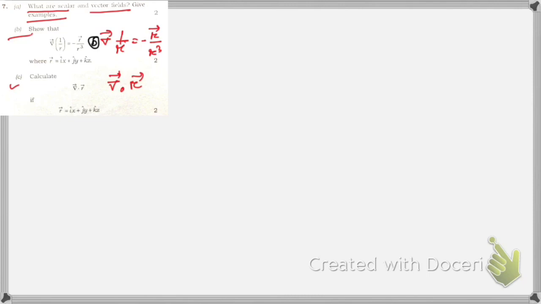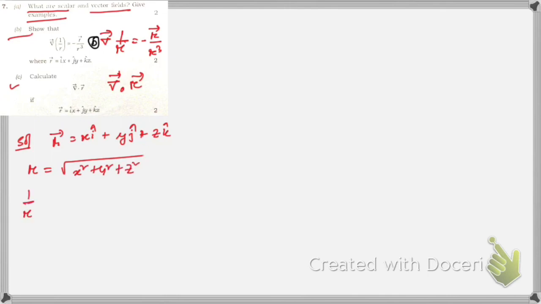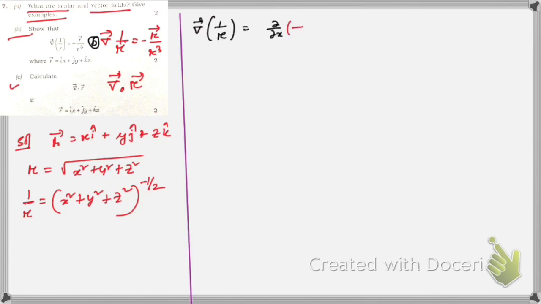So here you see, this is the vector r, right? And r will be equal to root over x square plus y square plus z square. Then 1 by r is given by this. So now you see, grad of 1 by r can be written as del x of 1 by r i cap, del y of 1 by r j cap, then del z of 1 by r k cap.